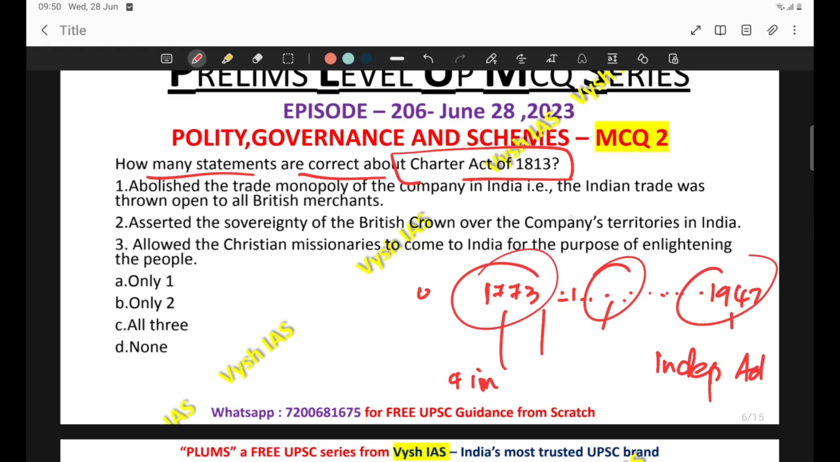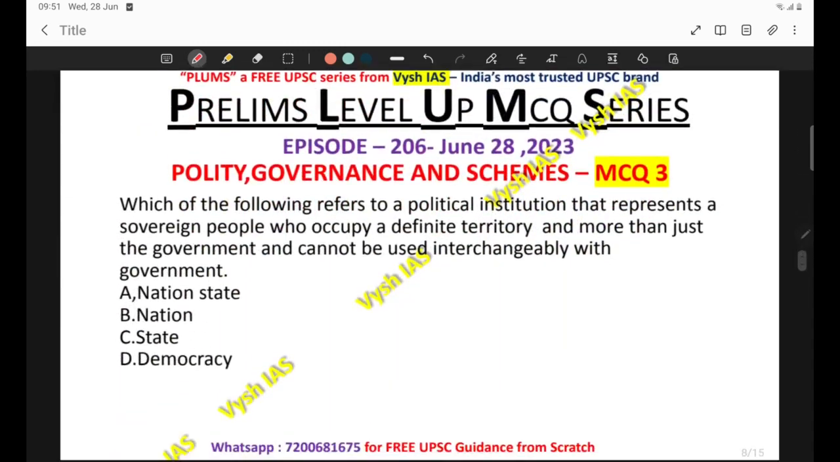So here the question is about 1813, and the first statement reads, abolish the trade monopoly of the company in India. That is, Indian trade was thrown open to all the British merchants. Yes, this is correct. Second, asserted the sovereignty of the British crown over the company's territories in India. Even this is correct. Third, allowed the Christian missionaries to come to India for the purpose of enlightening the people. This is also correct. So if you know 4 important provisions from each of the acts, then you can answer any question coming from this area. For this question the correct answer comes out to be all 3 statements are correct, option number C.